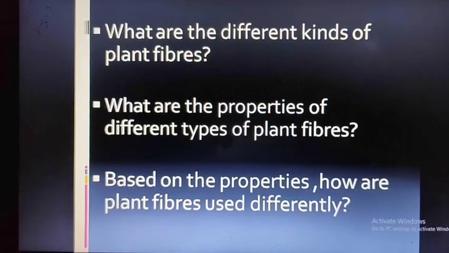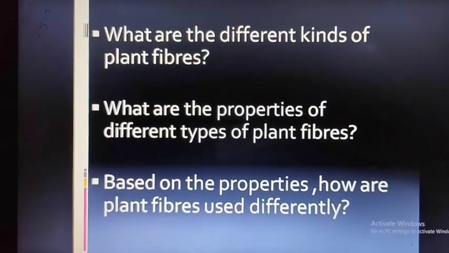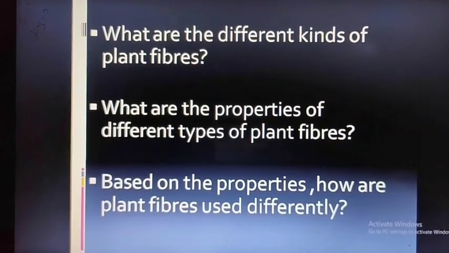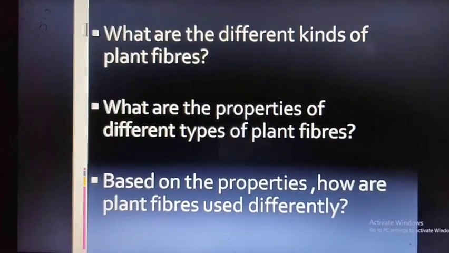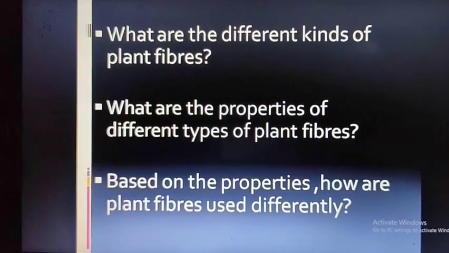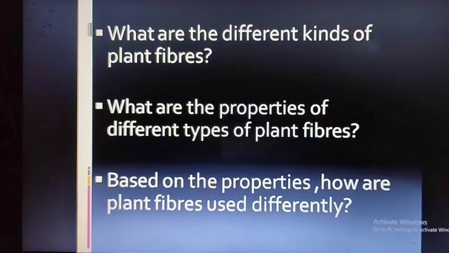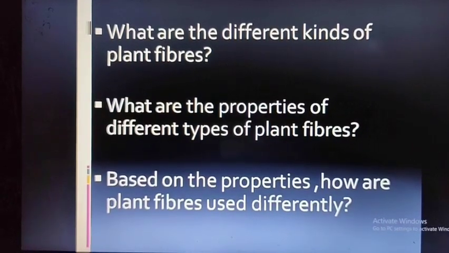Now after reading the section, I want to ask some questions to you. What are the different kinds of fibers? What are the properties of different type of plant fibers? Based on the properties, how are plant fibers used differently?